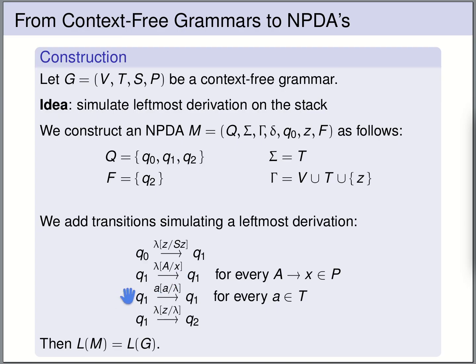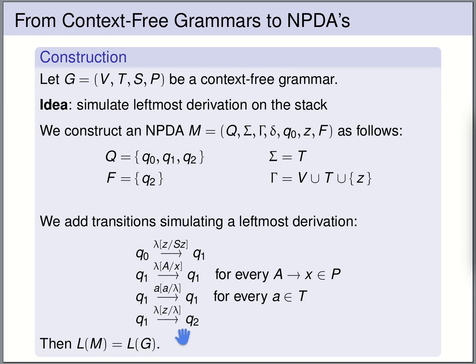The second transitions allow us to read an input letter A if the terminal A is on top of the stack. So if there's a terminal A on top of the stack, then we can read A from the input, and we remain in Q1. And finally, we have a transition from Q1 to Q2. We can take this transition without consuming any input, but only if there's Z on top of the stack, and we empty the stack and switch to our final state, Q2.